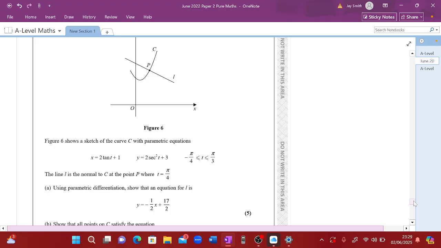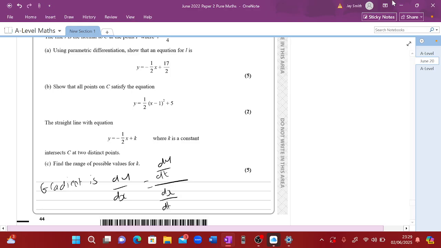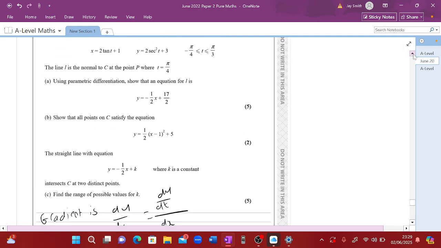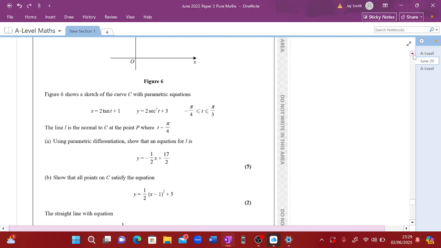Cool. Then it says for part B, show that all points on C satisfy this equation here. So again, this is quite a common exam thing, right? They give you the parametric equations and ask you to show this equation between y and x to get rid of the t's. The best strategy, in my opinion, is to substitute the x in, and when you sub x into all of this, you get y at the end. So I'm going to do that.